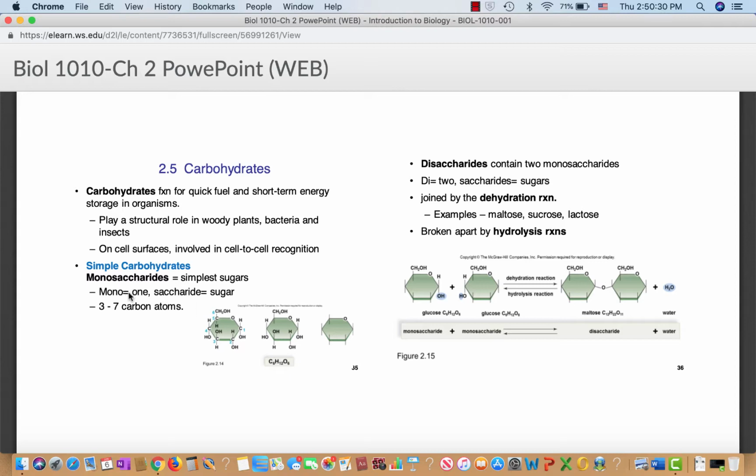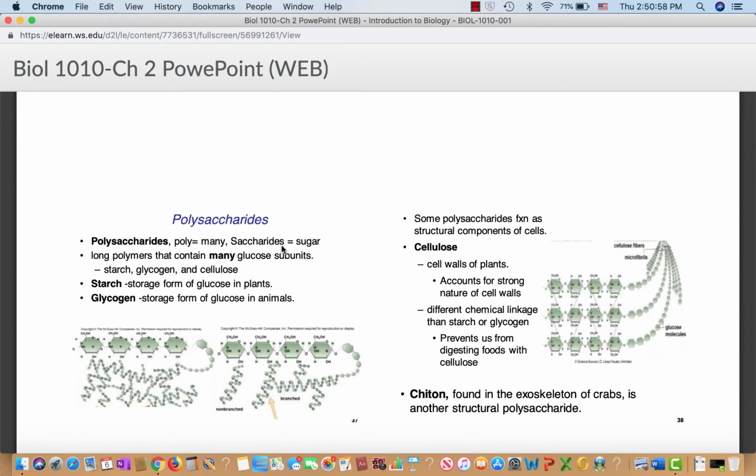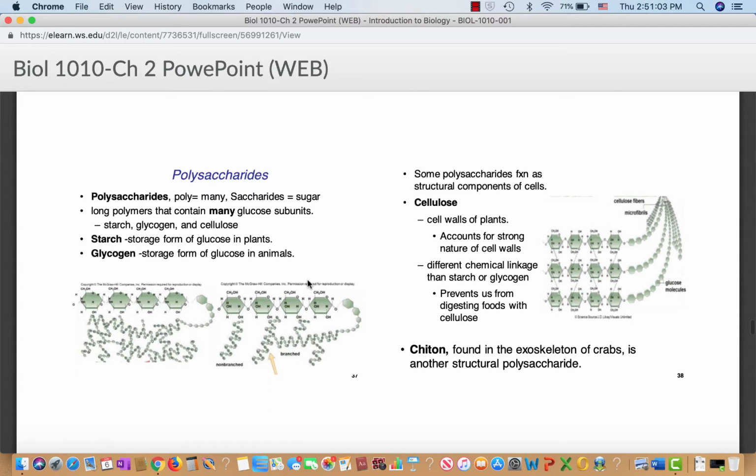Simple sugars: monosaccharide, mono meaning one, saccharide sugar. A disaccharide contains two monosaccharides, di meaning two, joined by a dehydration reaction, such as maltose, sucrose, lactose, and broken apart by hydrolysis. Technically speaking, a disaccharide is a polymer. It's just we have a specific name for when it's only two. I say that because the next thing down here is polysaccharide, which is many glucose subunits. So I guess for technical purposes, three or more.